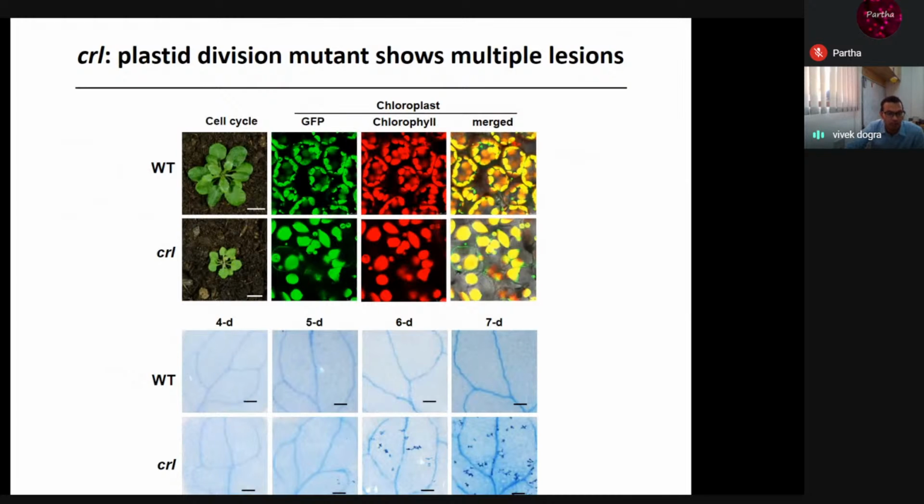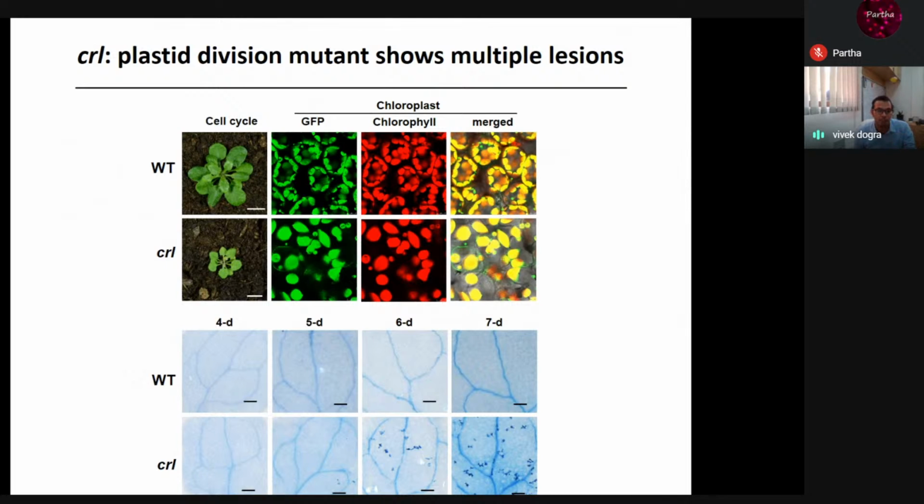So a 4-day plant was not showing any death, but at 5 days cell death was starting, and this was increasing with time. So this was something happening without any elicitation, meaning without any stress, the cell death was appearing by itself. So there is something wrong with the genetic program. So we thought we should use this mutant now to study chloroplast triggered programmed cell death. So we started this project like that.